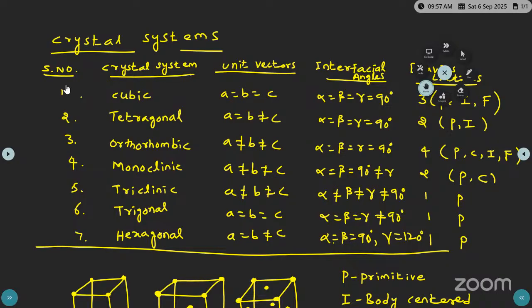Compulsory, everyone must know this table. All of you must be familiar with writing the 7 types of crystal systems and their corresponding interfacial angles and unit vector values along with the Bravais lattices. And you must be able to draw its structure also.